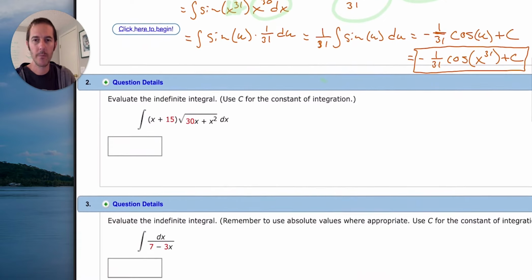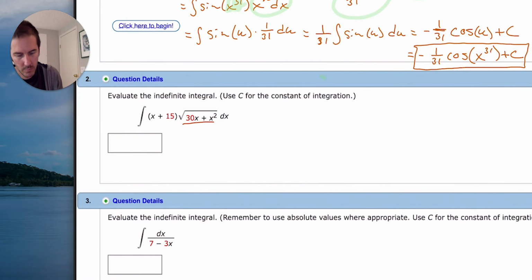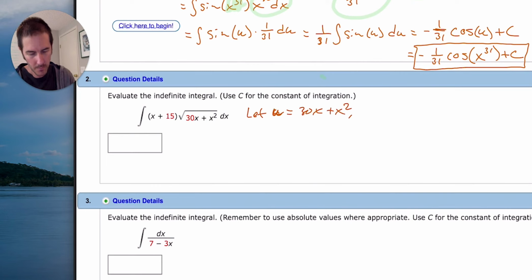Let's look at another one. I'm hoping that that's going to be my u value, because that's a function that's inside of another function. The 30x plus x squared is inside of the square root function. Let's try it. Let u equal 30x plus x squared. Therefore, the derivative of u will equal 30 plus 2x dx.